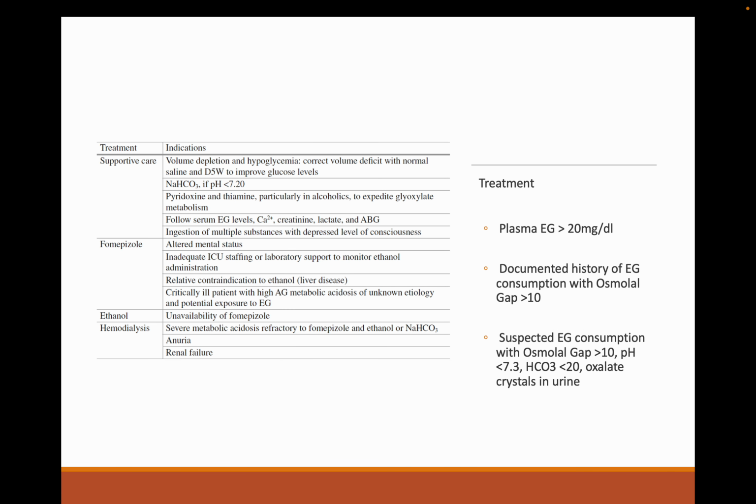So the treatment is mainly supportive care. You can give sodium bicarbonate when pH is less than 7.2. You can give pyridoxine. Fomepizole can be tried. Ethanol can be tried. Hemodialysis. The same applies for all alcohol poisonings; the same thing can be given.